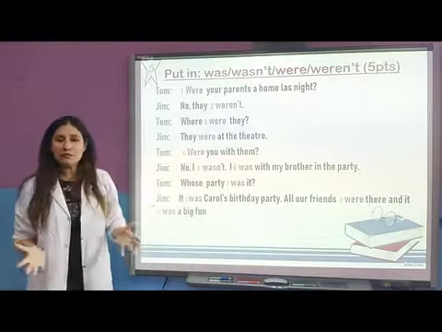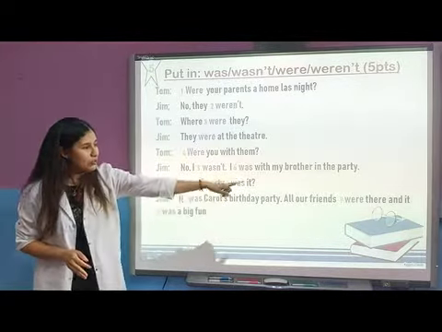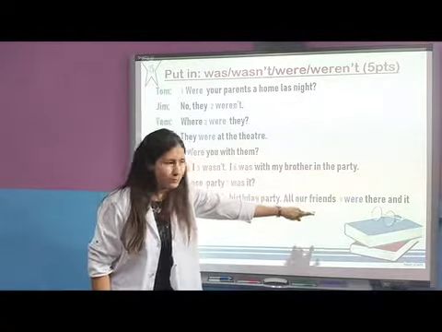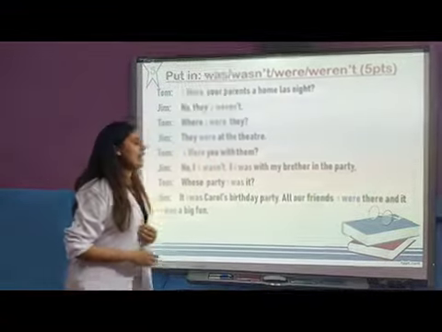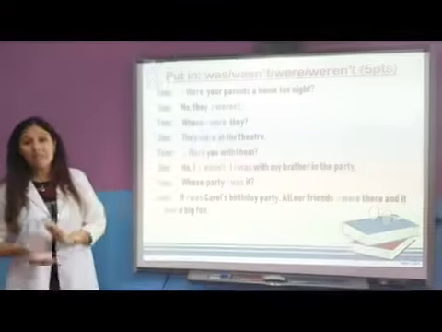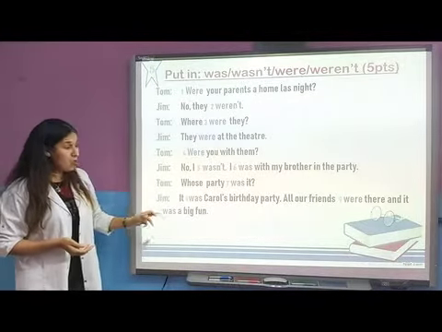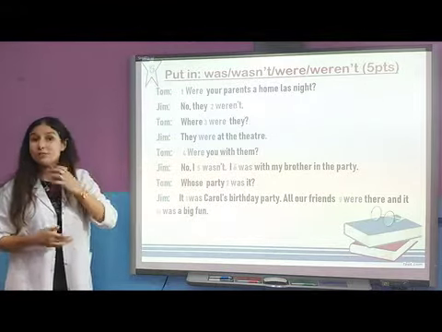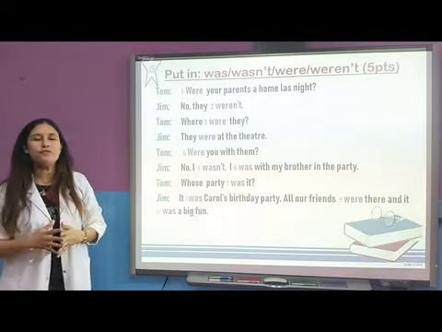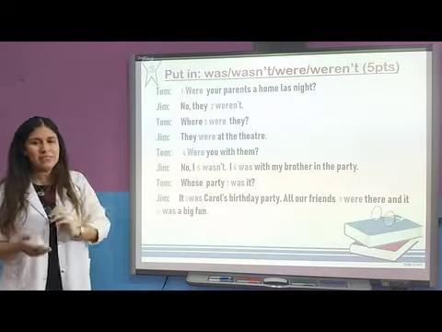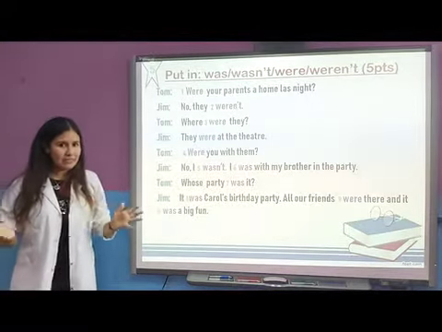All our friends were there. Here we used were because we have friends, and friends is a plural subject because we have S. And it was a big fun. Fun is already singular, so we use was, and also because we have the subject pronoun it, so that's why we would opt for using was and of course not were, because grammatically speaking it's not correct. I hope it was clear.